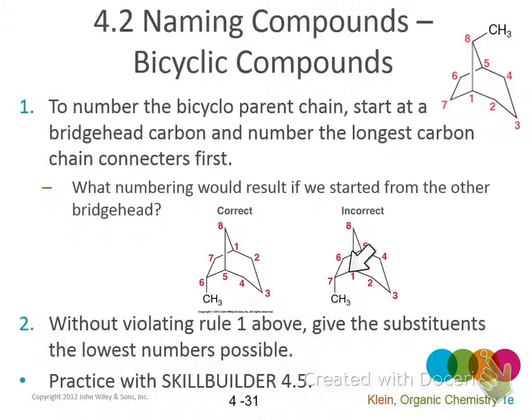Notice what happened on this one. It counted starting over here. It went 1, 2, 3, 4, 5, 6, and now this one becomes carbon number 7. Right? Why is this not right? Yeah, you need to have the methyl group have the smallest possible number. And so depending on which bridgehead you start from, you can end up with either the higher number or lower number. So you have to be careful about numbering those.